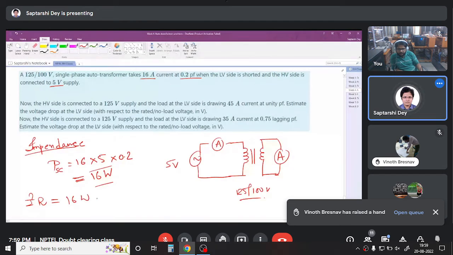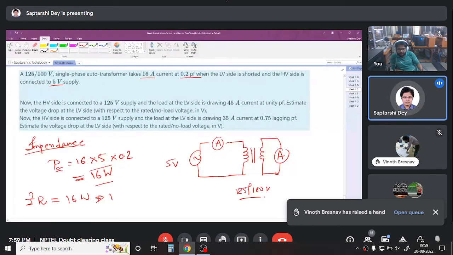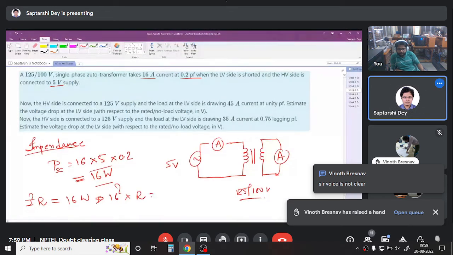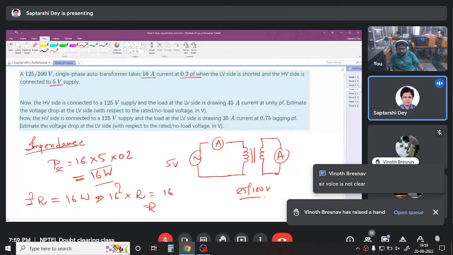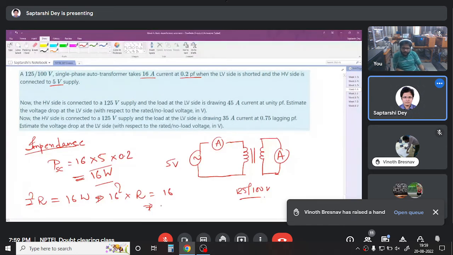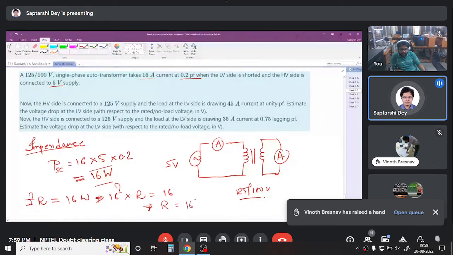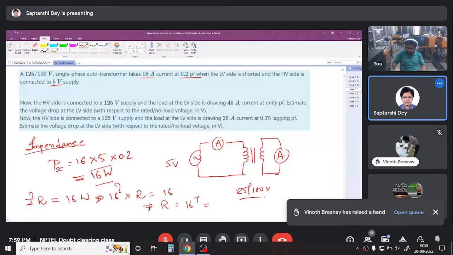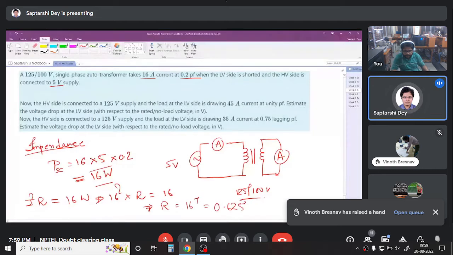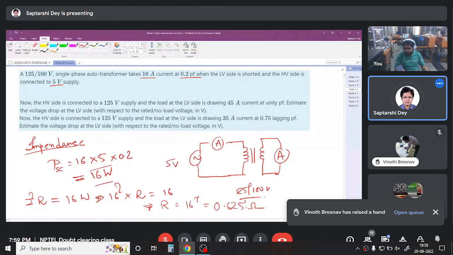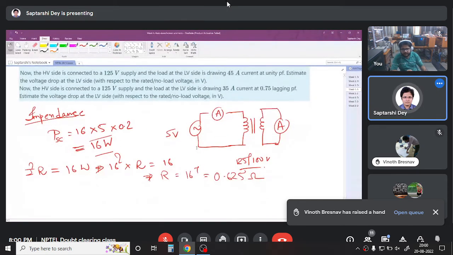is 16 watt. What do we have? We have 16 squared into R, which is 16. So R is 16 by 16 squared, this much of ohm. So 16 inverse will give you 0.625 ohm. So this is the total winding resistance of the transformer as seen from the high voltage side. We are doing this test at the high voltage side.